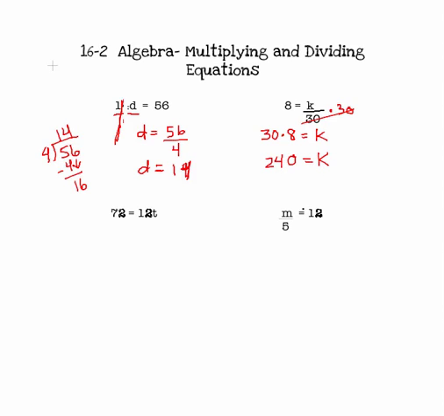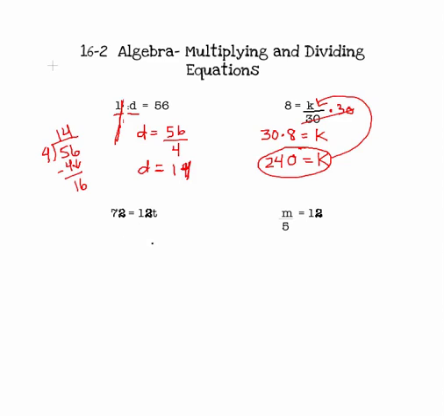Now the good part about this kind of problem, since I know what k equals, you know how to do equations, plop it into the equation. I could just put 240 divided by 30. It's going to equal 8. It's a great way to check your problems. I hope you're starting to see how it goes back and forth.